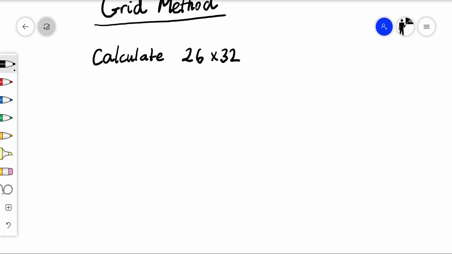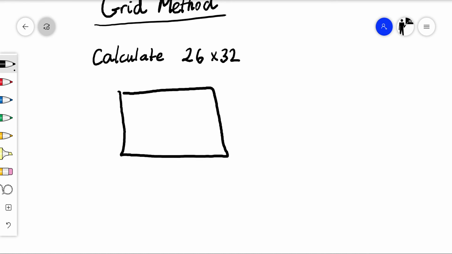And what we do to do the grid method is we imagine this problem as if it were a rectangle. And see my 26. What we do with our 26 is we rewrite it as 20 and 6. Do you see what we've done there? We've split up the tens and the units. And we're going to do the same thing with 32. We're going to split it up into 30 and 2.